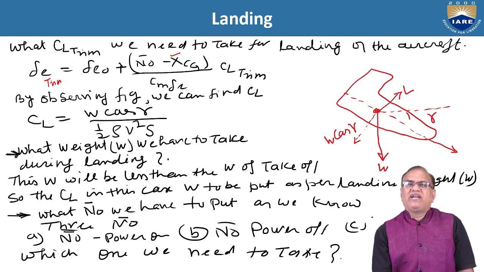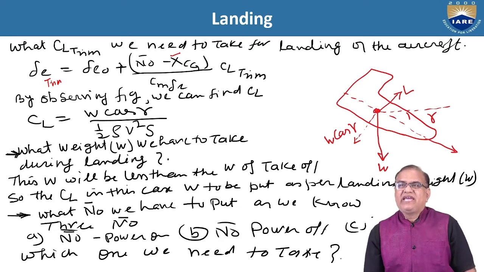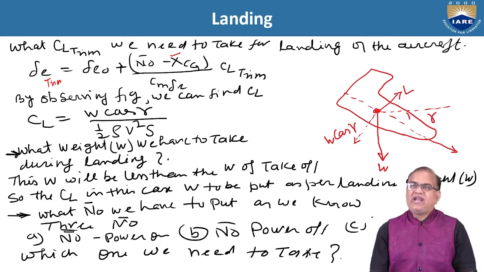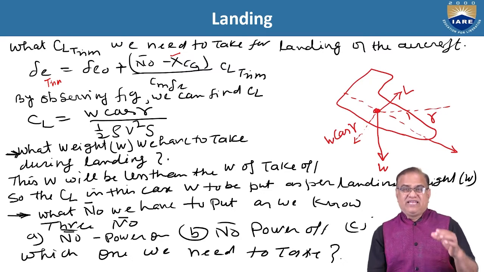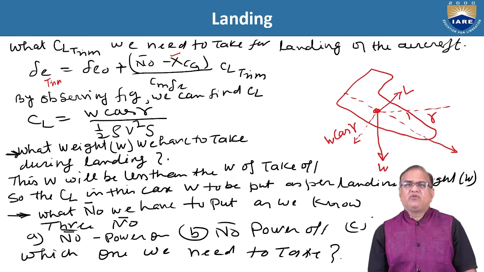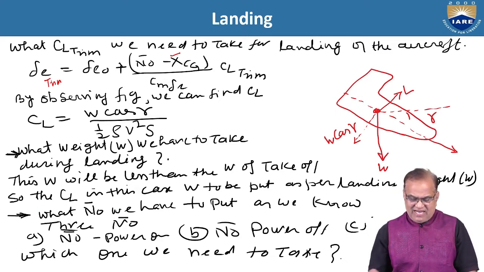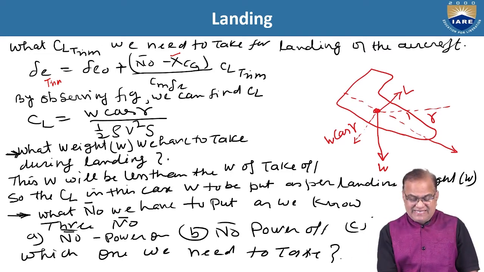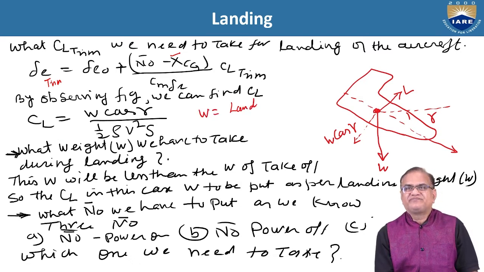So here, what weight W do we have to take during the landing? Every aircraft, when flying for 1 or 2 hours, consumes a lot of fuel. So the weight we have to take in this case is the weight of landing, not the initial weight. So this W will be less than the weight of takeoff. So for CL in this case, W is to be put as the landing weight. So here, this W is equal to the landing weight of the aircraft.